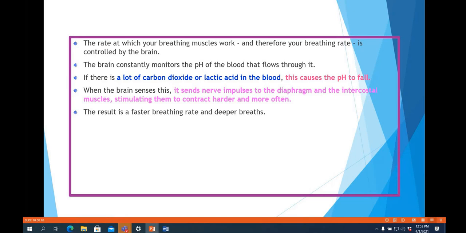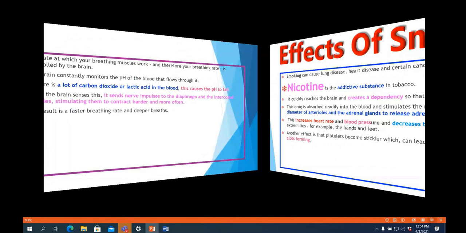So the brain signals your heart to pump faster, and your respiratory system to take in more oxygen, so that the lactic acid could be broken down and removed from your body and the pH of your blood could be brought back to normal. When the brain senses this, it sends nerve impulses to the diaphragm and the intercostal muscles, stimulating them to contract harder and more often. So this results in a faster breathing rate and deeper breaths.